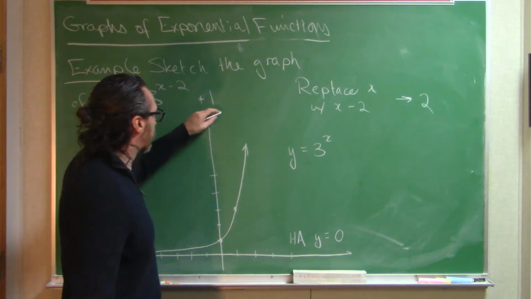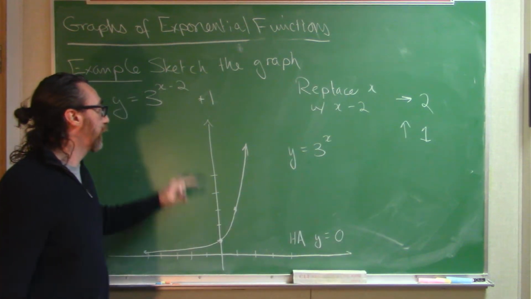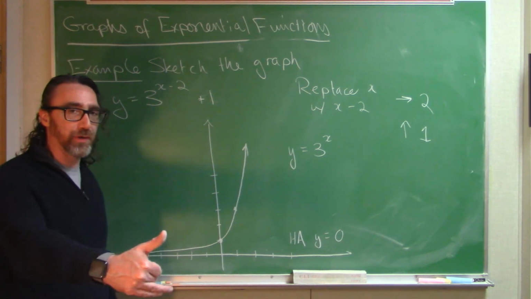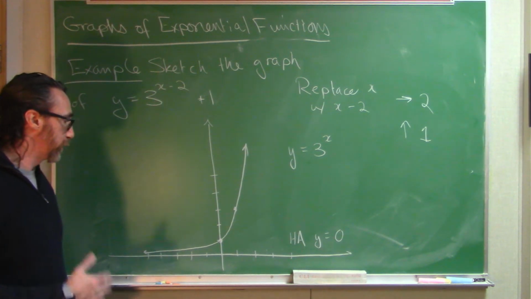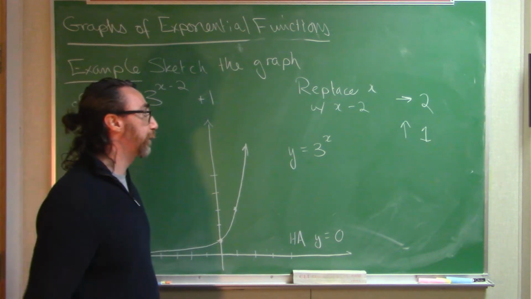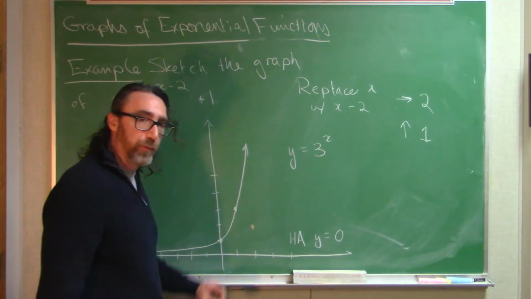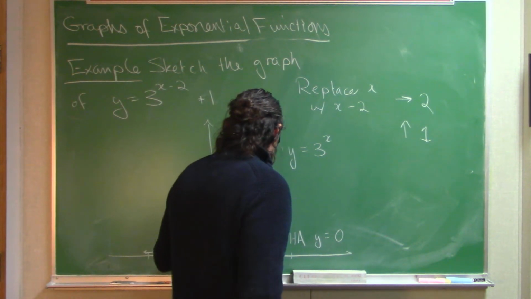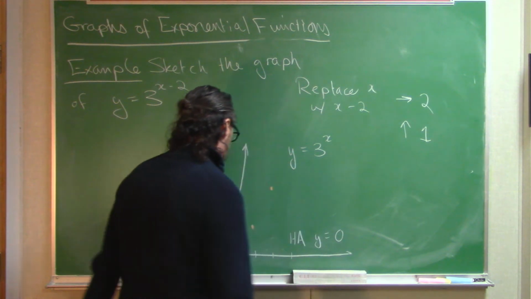This, we know what that does. It's going to move you up 1, because you added 1 to the outside. You did the exponential function base 3, and then added 1. Adding 1 on the outside moves your graph either up or down. If you add something like this, you're going to go up 1 unit. So we're going to take our anchor points and do those transformations. 2 units right, 1 unit up. So (0, 1) ends up over there. This is (1, 3). 2 units right, 1 unit up, I end up over there.